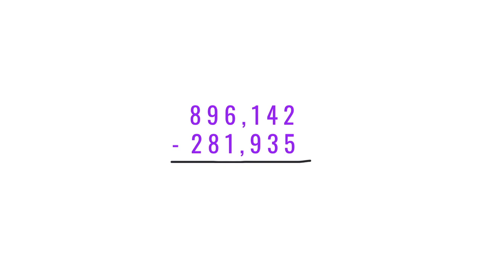So we want to borrow from our neighbor, our 4. We're taking 1 away, so we'll make that a 3, so that we can add 10 to our 2 to make it a 12. Now we can subtract. 12 minus 5 is 7. Our next step in the tens place, we have 3 minus 3, which is 0.